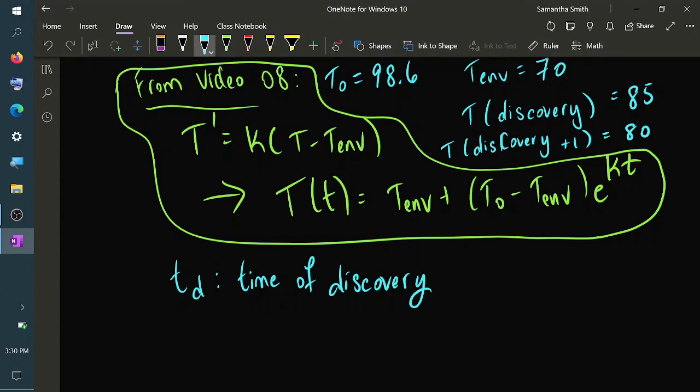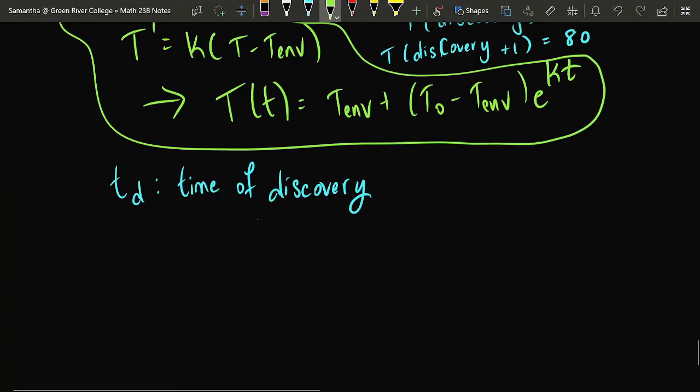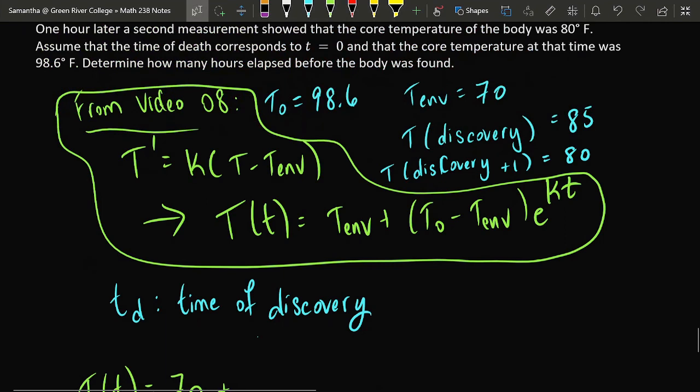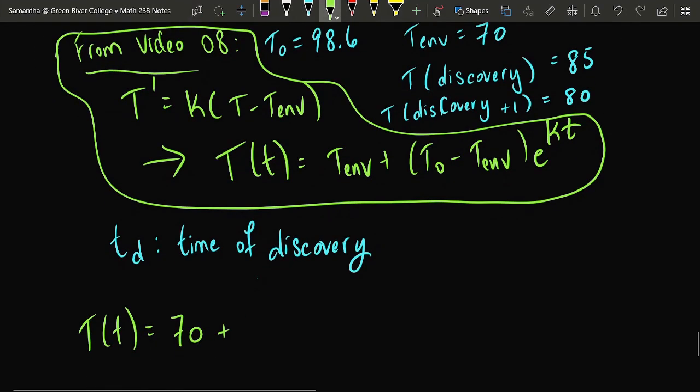So with that notation, let's go ahead and fill in as many blanks from this general solution as we possibly can. So the temperature of the environment was 70 in the units of degrees Fahrenheit. And if I take the difference between the body's initial temperature and the temperature of the environment, then I get 28.6 e to the kt.